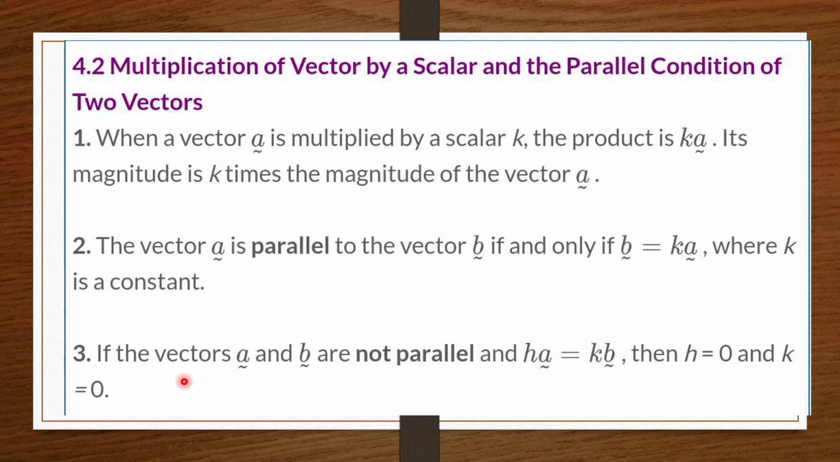Number 3. If the vectors a and b are not parallel and ha equals kb, then the coefficient of vector a and vector b equals 0. Therefore, in this case, h equals 0 and k equals 0. It is important to remember that when two vectors are parallel, an equation can be formed as b equals ka. If not parallel, then the coefficient of the vector equals 0.